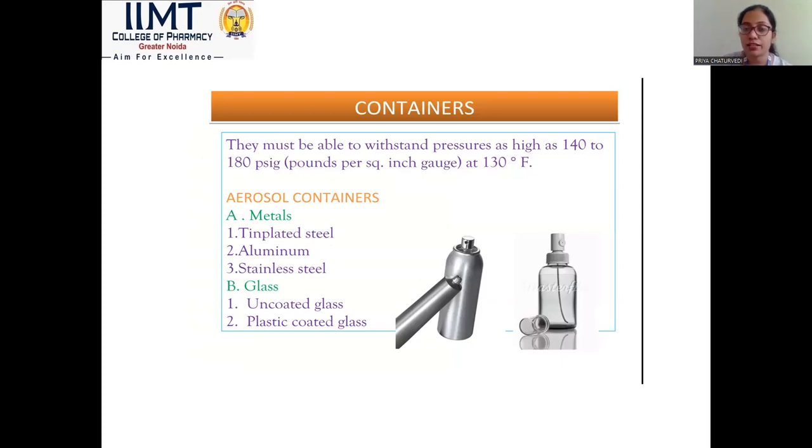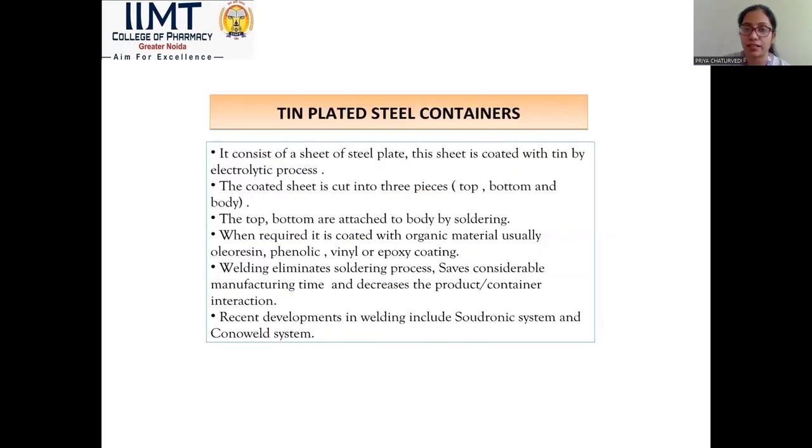The aerosol containers which we basically use are of two types, metals and glasses. In metals, tin plated steel, aluminium and stainless steel come, and in glasses, uncoated glasses and plastic coated glasses come. Now coming to tin plated steel containers, what are they?